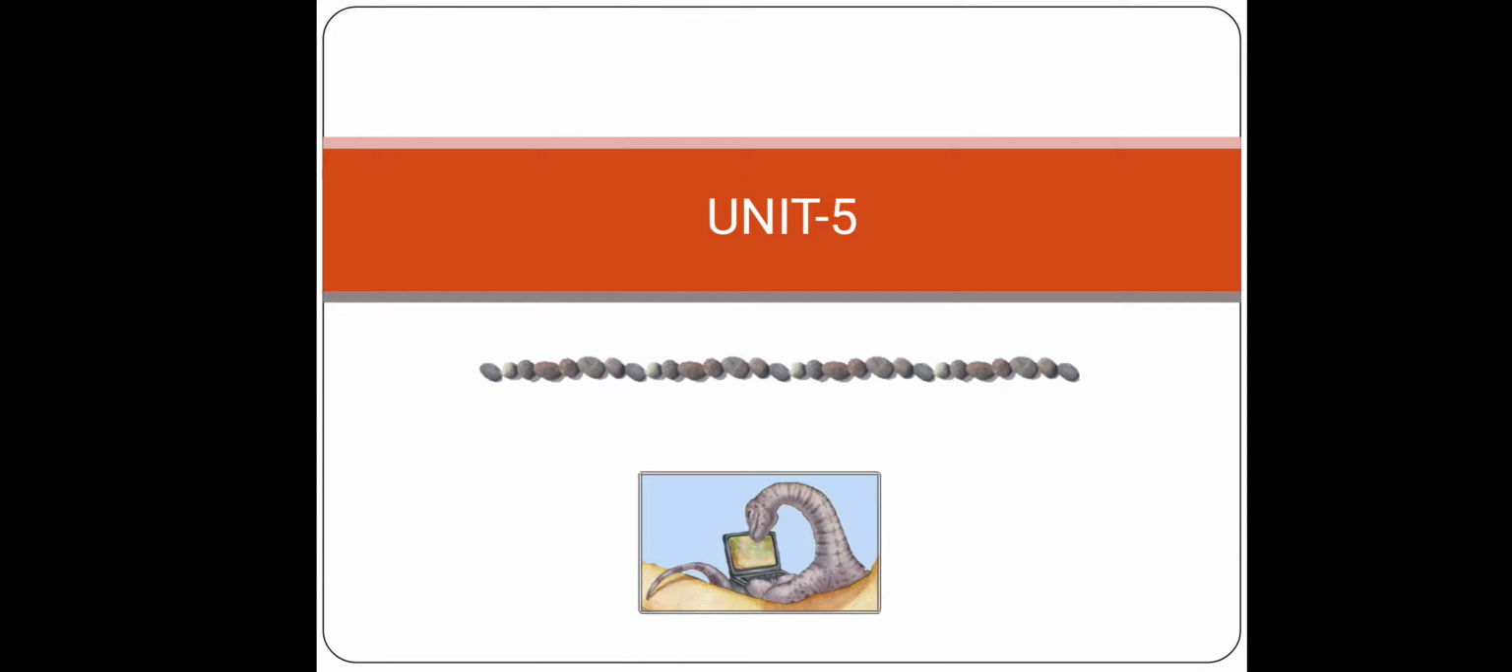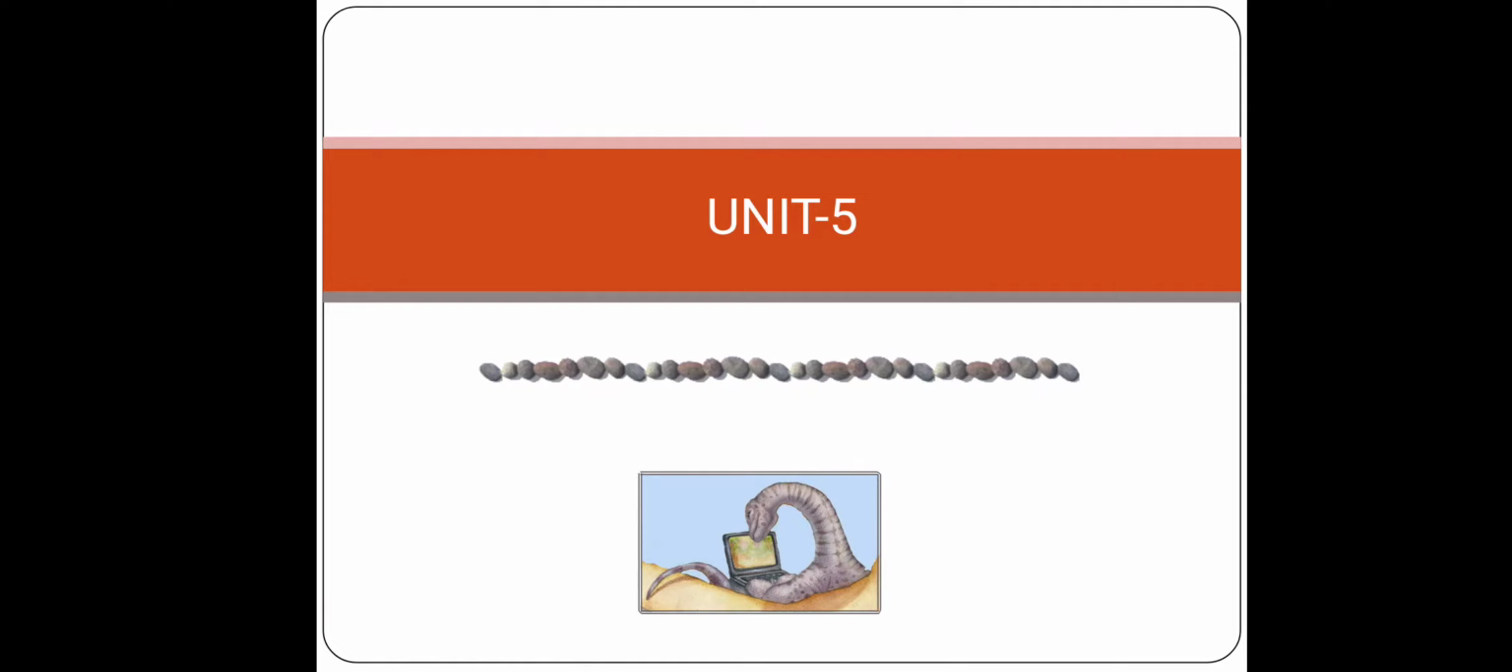We completed fourth unit. Now, fifth unit, file system interface. The important topics of fourth unit are deadlocks and process synchronization concepts. Dining philosopher's problem, reader's writer's problem.